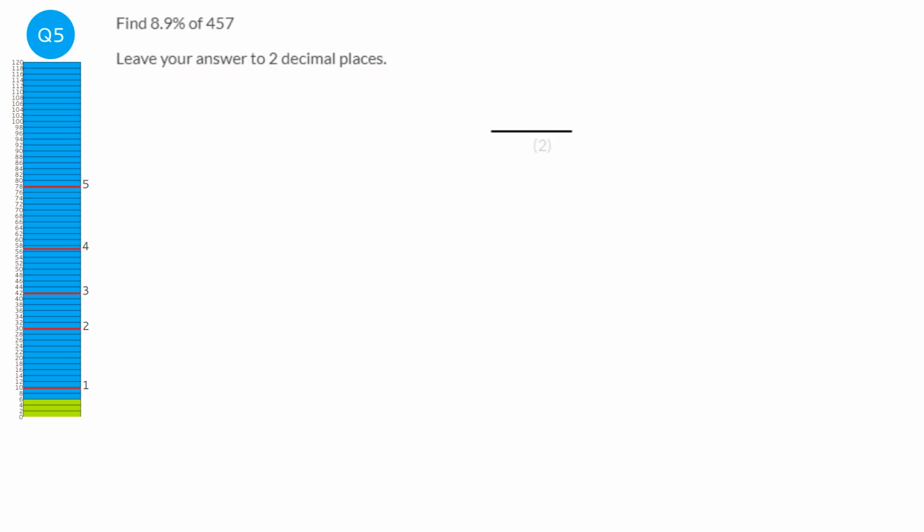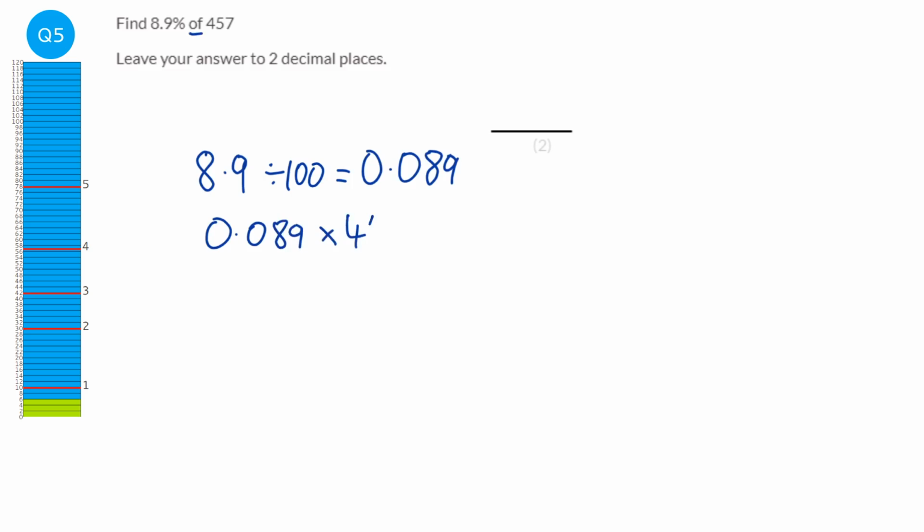So for this question we need to convert the percentage to a decimal. To do that we take the 8.9% and we just divide by 100. And so that will give us 0.089. Of normally means times in maths, so we just times that by 457, and that will give us 40.67.